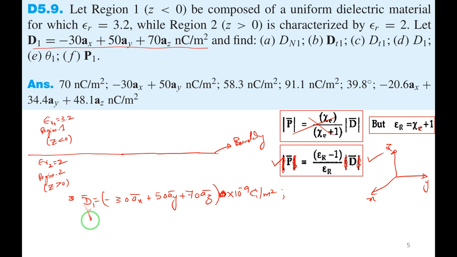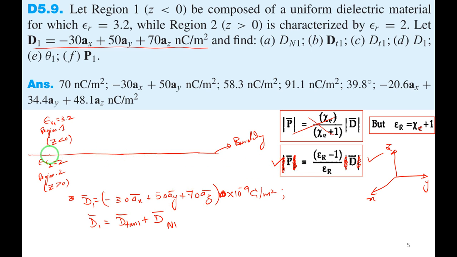Every vector consists of a tangential component as well as a normal component. So the D1 vector is equal to the tangential component, Dtan1, which I can simply write as Dt1, plus DN1, the normal component. So this vector has the tangential component plus the normal component, and this is the total vector given. But in this, which is the tangential component and which is the normal component? Just have a look at the diagram.